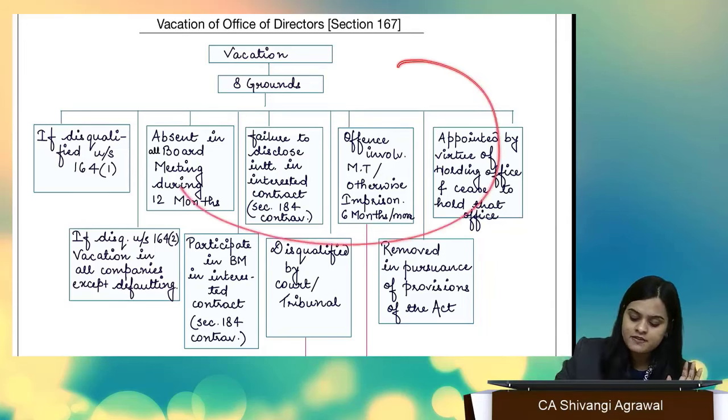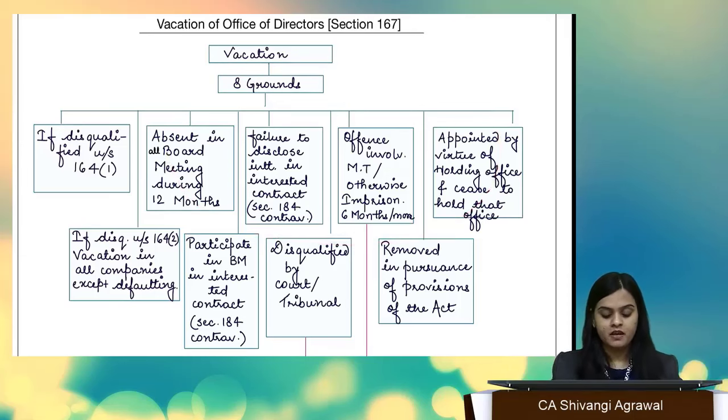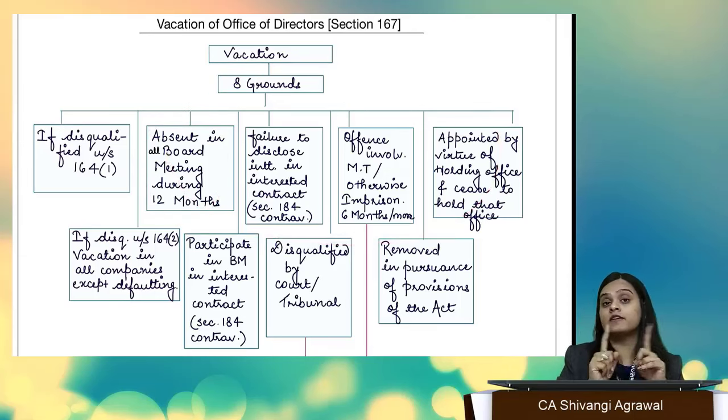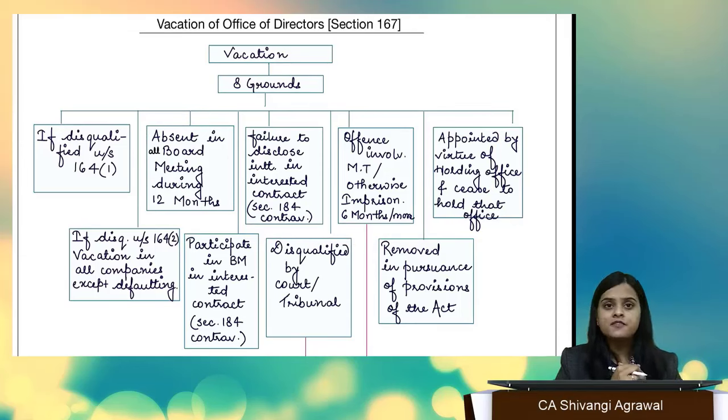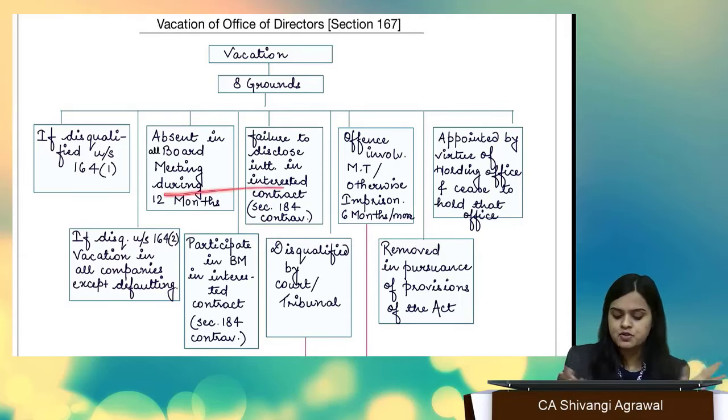He vacates the office, can he come back? Why not? Because this is not a ground of disqualification. So when we want to reappoint him, when we want to appoint him again, we check the grounds of disqualification. We don't check the grounds of vacation. So again, he can start.